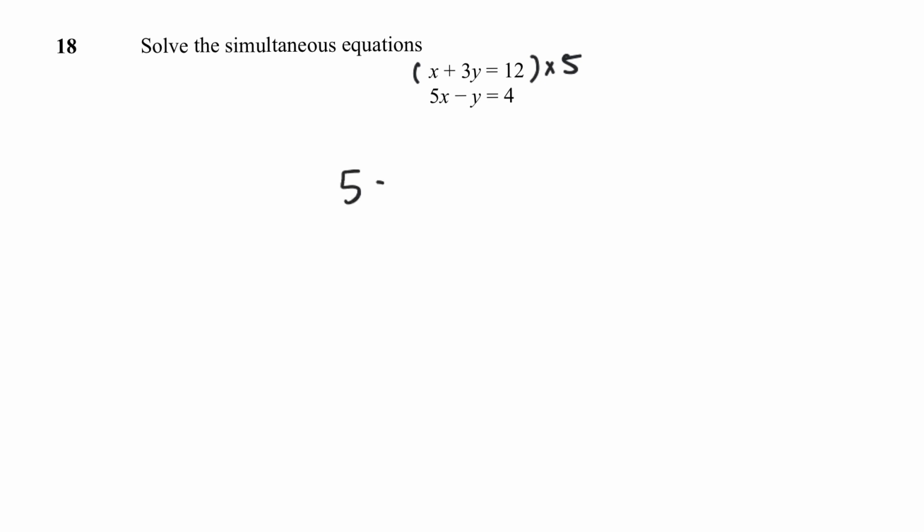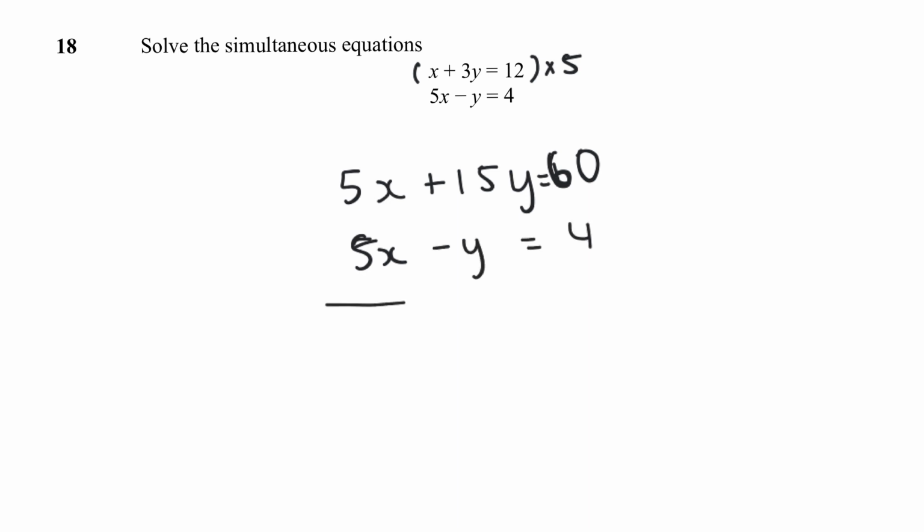So that would leave me with 5x plus 15y equals 60. Remember, the whole top equation by 5. And then I've still got my 5x minus y equals 4. Now they're the same, take away the equations from each other, and by doing that, you can now eliminate the x's. So 15y minus y, remember 2 minuses together make a plus, so that will make 16y. And then 60 minus 4 is 56.